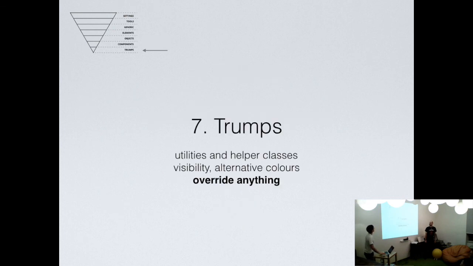And the last thing, on the bottom of our triangle, are trumps, and these are our utilities and helper classes for visibility, for literally overriding anything. But they are very specific, like utility height or utility color. We'll cover this later.